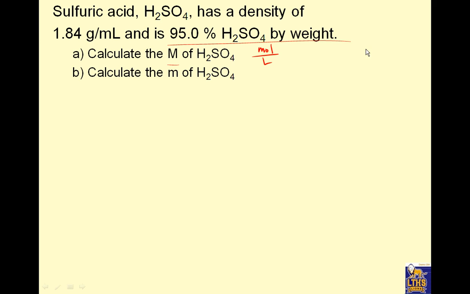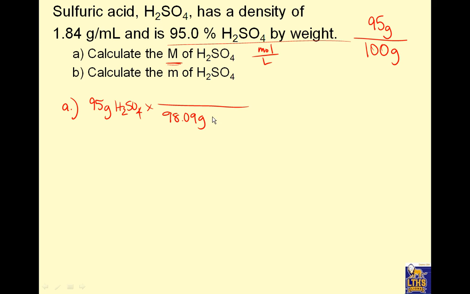Okay, so what does 95% solution mean? That means that there are 95 grams of sulfuric acid for every 100 grams of solution. So how can we use that information? Well, we would say that 95 grams of H2SO4, because we want molarity, would be 98.09 grams of H2SO4 for every 1 mole of H2SO4.